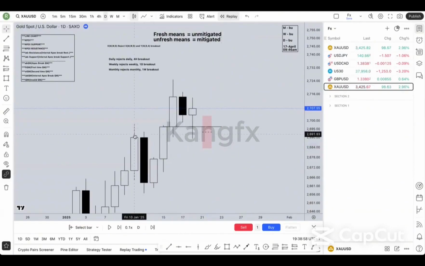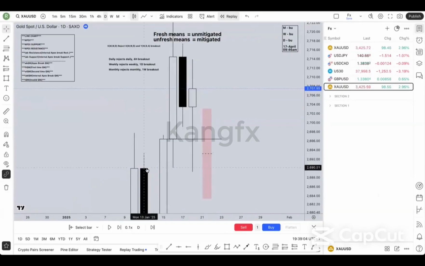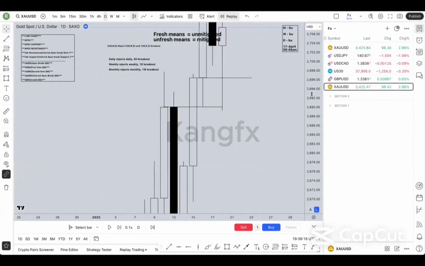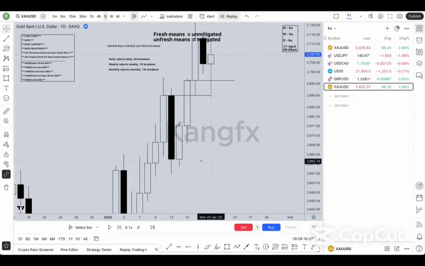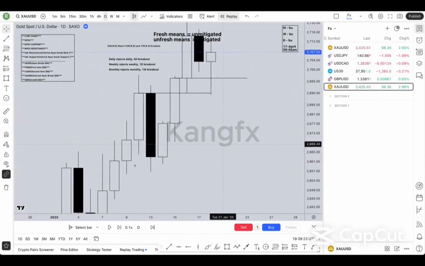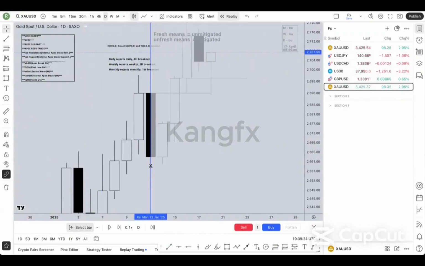You see? Now, the same thing here. The same thing with this one. Let's see, was it fresh? Yeah, this one was still fresh. This one didn't touch it. That's why this candle later came back and touched it here. Even after the other time, it still remained fresh. So that's it about fresh and unfresh level. Look at this one. This one never became unfresh. Look at this one here.